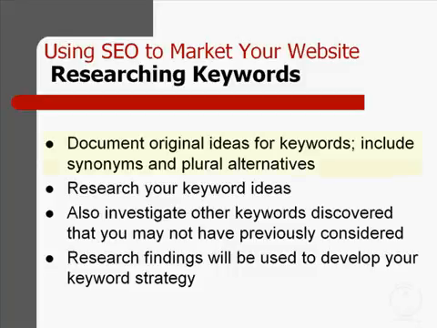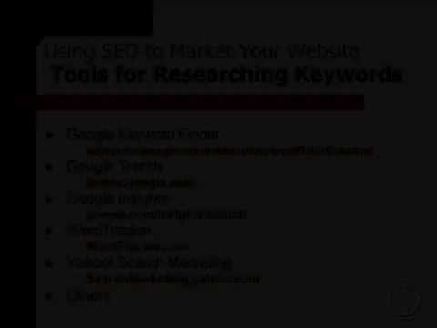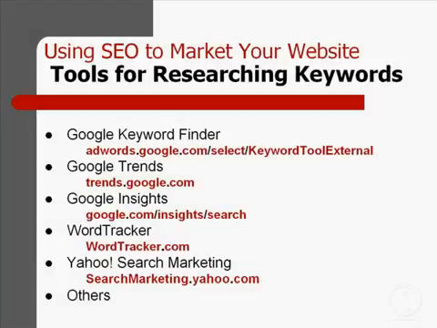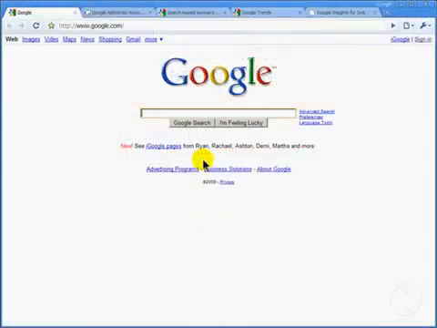So at this point in planning your keyword strategy, you want to be writing down all of these ideas. This will give you a good head start for the next step, which is where we actually research those keywords and keyword phrases and establish our primary keywords and keyword phrases that we're going to be working with as we optimize our website. There are several tools for doing this, and we're going to go over a few of them. The ones we're going to go over are the Google Keyword Finder, Google Trends, and Google Insights. But there's others besides Google, such as WordTracker, which you can find at wordtracker.com, and Yahoo's Search Marketing. So let's go ahead and take a look at some of these tools provided by Google.